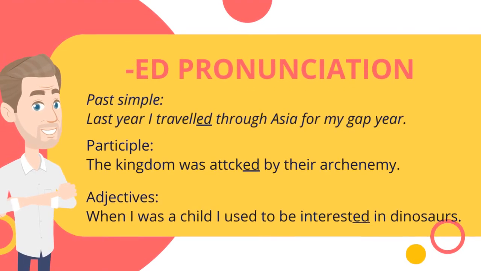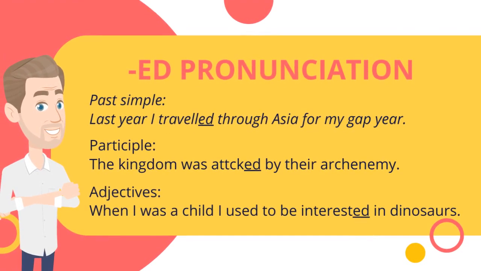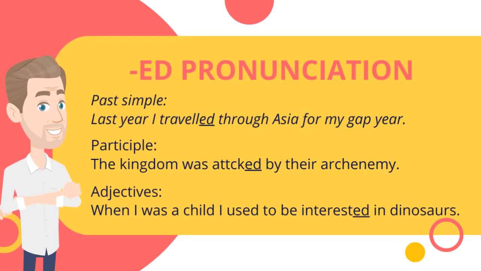In today's video, we're going to work on our pronunciation, specifically on the ending ed. Where can we find this? We see this in the past simple, like for example, last year I traveled through Asia for my gap year. In the past participle, the kingdom was attacked by their arch enemy. And in some adjectives, like in the case of, when I was a child, I used to be interested in dinosaurs.